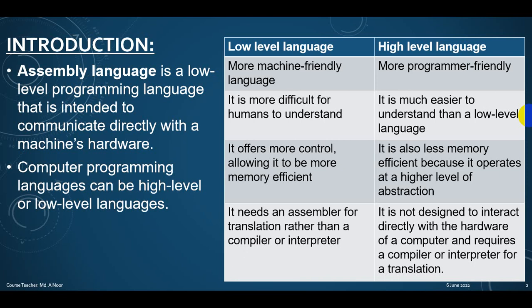Again, a low-level language offers more control, allowing it to be more memory efficient because you directly talk with the hardware and you can take advantage of specialized hardware features directly. But a high-level language is less memory efficient because it operates at a higher level of abstraction.